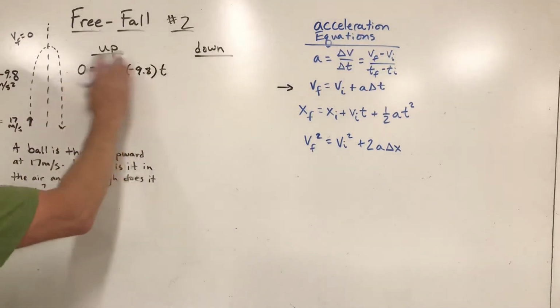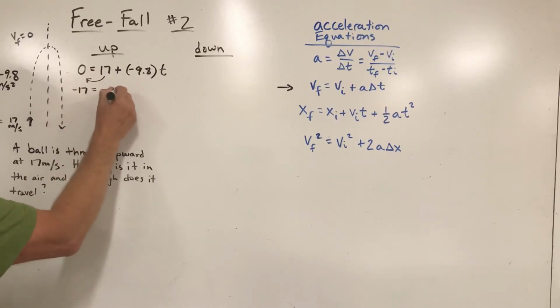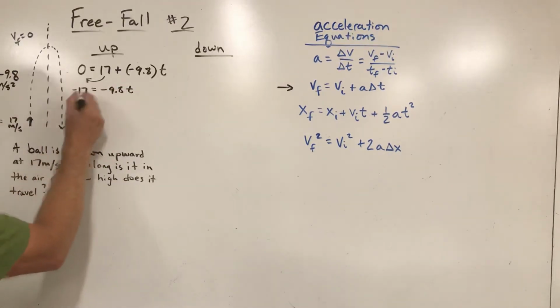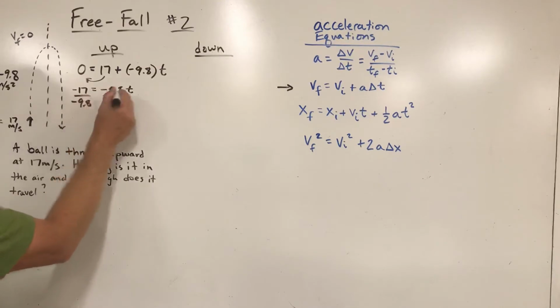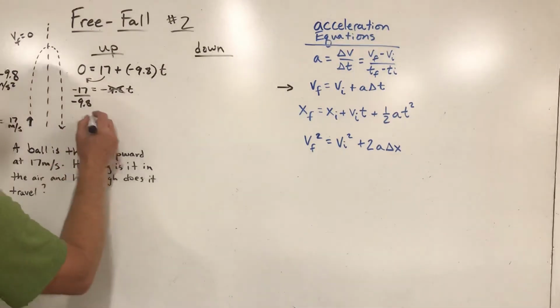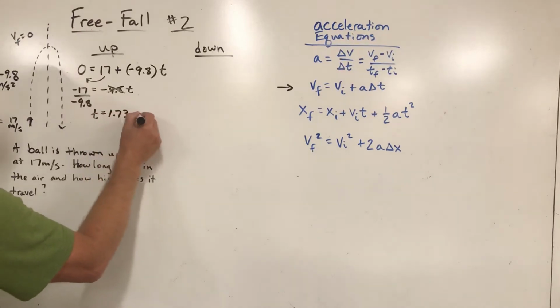So if I were to solve this, remember I would subtract 17 over to this side, so it becomes negative 17 equals negative 9.8. And if I divide by negative 9.8, you guys know that dividing a negative by a negative gives you a positive. So I actually get a positive amount of time that it takes to make that path. In this case, that ends up being about 1.73 seconds. So time was 1.73 seconds.